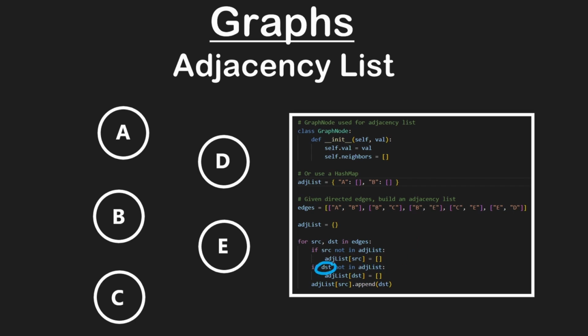We're going to do the same thing with the destination, even though we're not going to be adding anything to the array of the destination neighbors, because we want to, at the very least, make sure that every node that we saw in the list of edges is added to the adjacency list, even if it doesn't have any neighbors, because we want to at least have an empty list to confirm it doesn't have any neighbors.